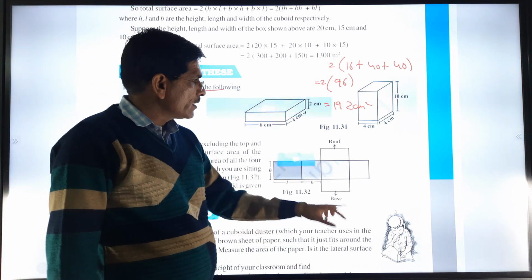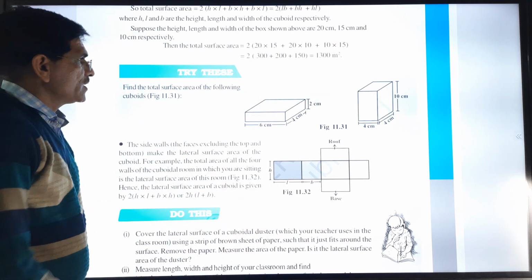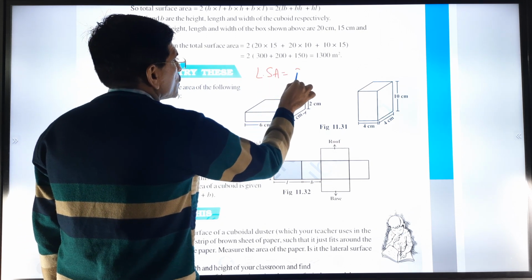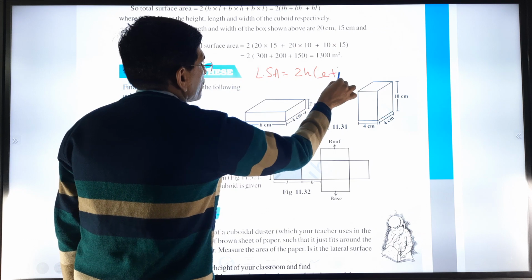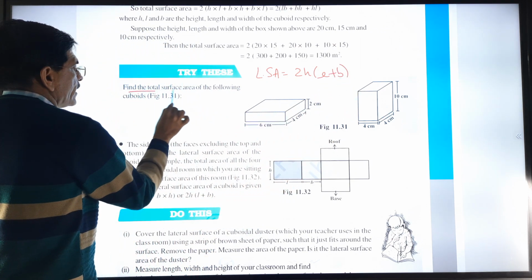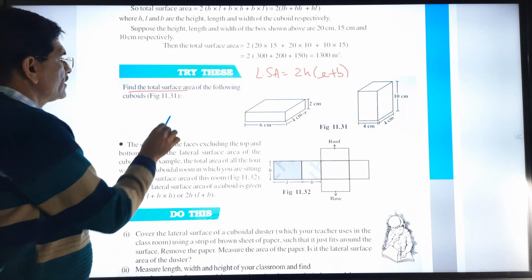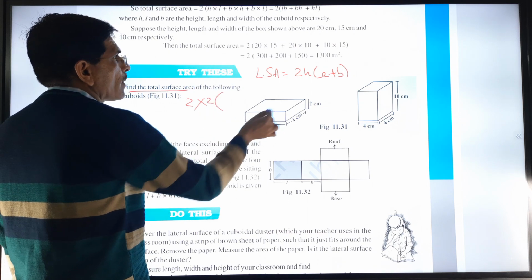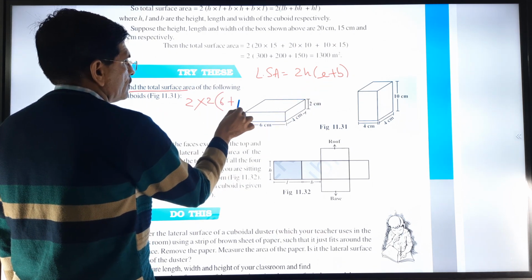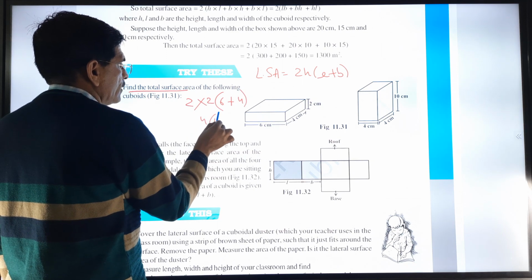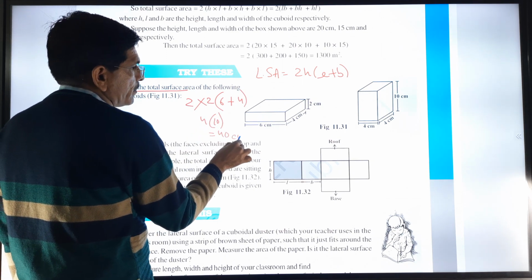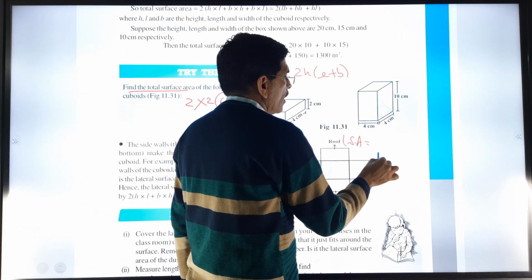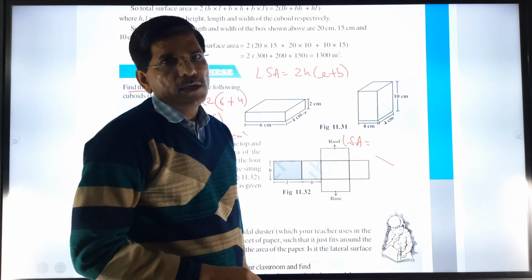Now if I ask the student to find the lateral surface area, which formula can we use? Lateral surface area, that is 2H into L plus B. So try to find both the total surface area and the lateral surface area. So 2 into H, the value of H is 2. L plus B, 6 plus 4. So 4 into 10, that is 40 centimeter square. Now give me the answer for the lateral surface area of another one. Let me see who gives me the answer.